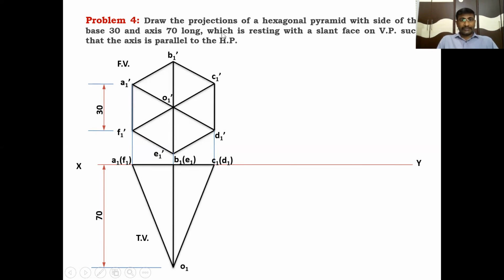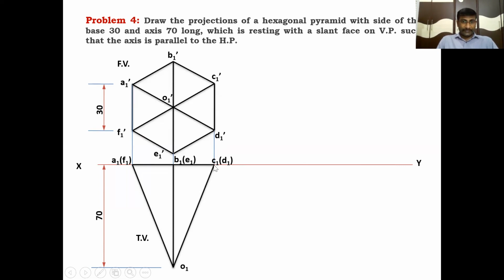So the next condition given is resting with the slant face on VP. Here the slant face or slant edge is this. This edge represents this face, because this corner has 2 points, C1 of D1, that is this base edge. Along with this base edge, the slant edges combined with this are called the slant face. This is a slant face.